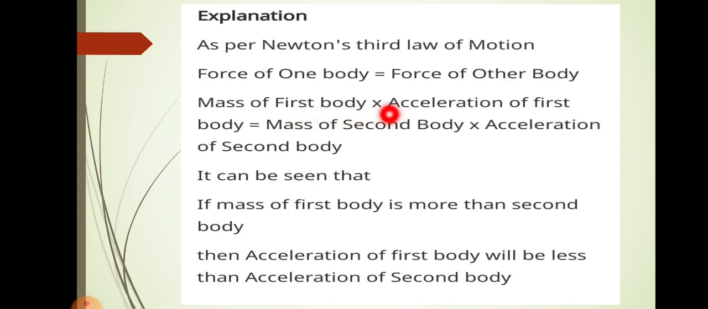So mass of the first body into acceleration of the first body will give us the force, right? Mass into acceleration. Same way, mass of the second body into acceleration of the second body. So it can be seen that if the mass of the first body is more than the second body, then the acceleration of the first body will be less than the acceleration of the second body. So acceleration will be less here, acceleration will be more there, when the mass of the first body is more than the second body.